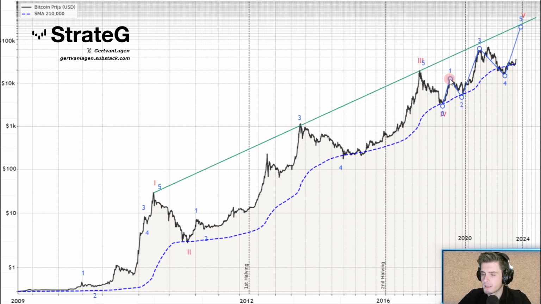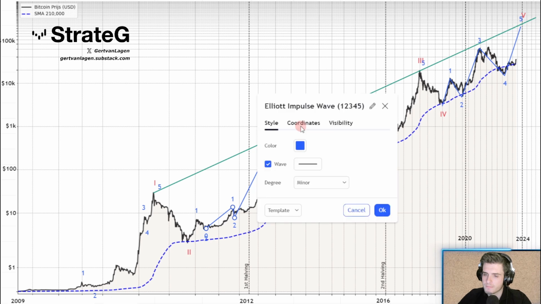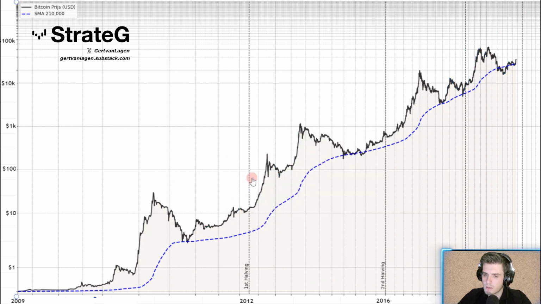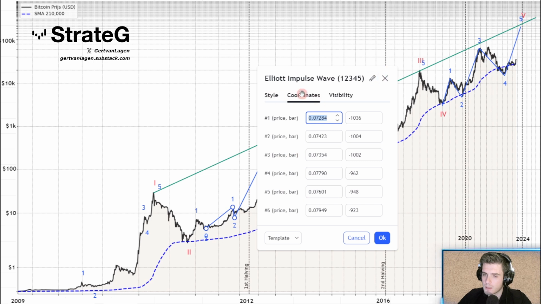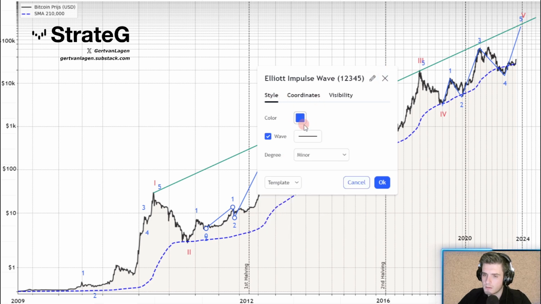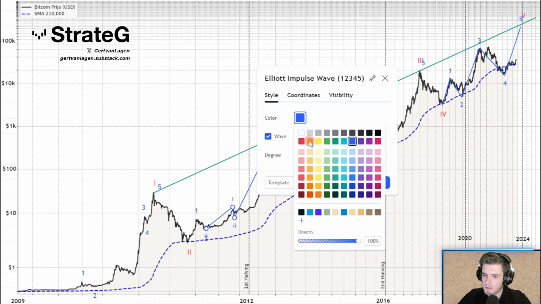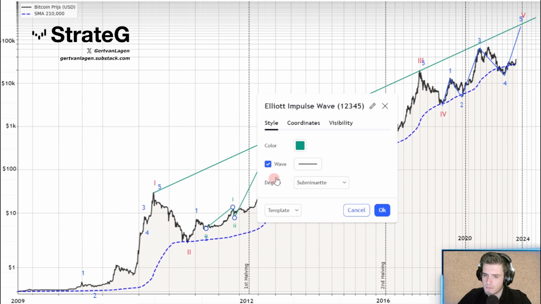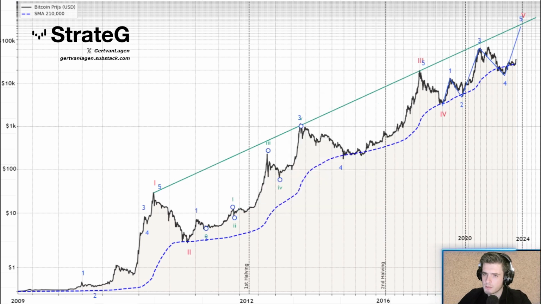and the top here lies at 13.8k. Okay, you might think, that's a huge jump here, but this is also a subwave of another lower degree. So basically this one, 1, 2, 3, 4, 5. Now it's minor. Let's make it sub-minute, and let's make it a different color, like green. Okay, I removed the wave itself, but I keep the count.